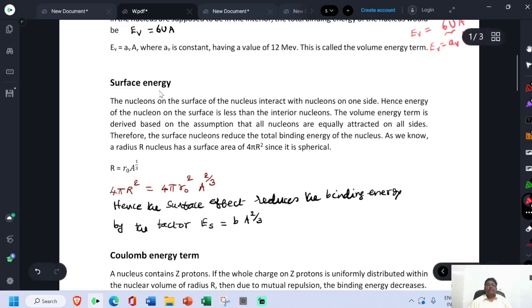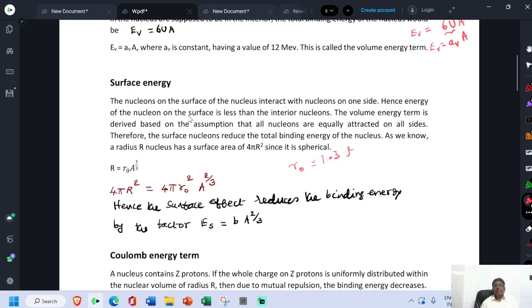The second term is the surface energy term. As we know, the nucleus is spherical in shape, and the surface area of a sphere is 4 pi r square. R equals R0 A power 1 by 3 is the radius of the nucleus. If you substitute this value here, we get 4 pi R0 square A power 2 by 3. These are all constants. The value of R0 is 1.3 Fermi, 1.3 into 10 power minus 15 meter. 4 pi, all are constant. So the affecting factor is the mass number to the power 2 by 3.